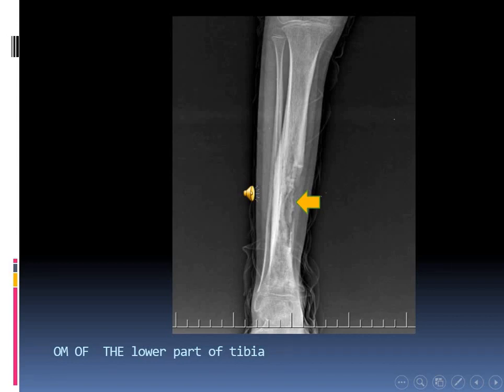Another example for the osteomyelitis is the osteomyelitis of the tibia, which is noted here, involving the mid and lower part of tibia, showing cortex erosion or destruction and involvement of the medulla also, with destructive osteolytic lesion mainly involving this part of the bone, representing the osteomyelitis.